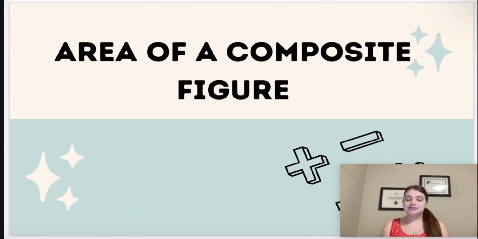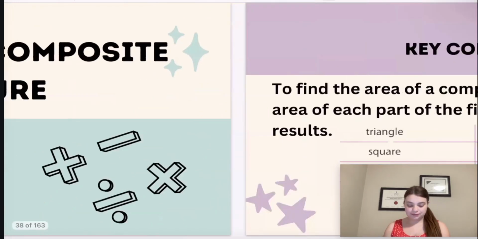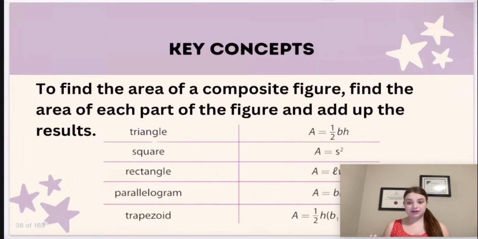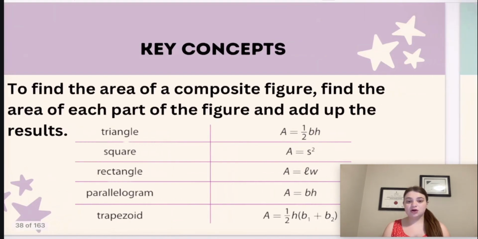Welcome back. Today we're going to be talking about the area of a composite figure. Essentially, a composite figure is a figure that is made up of other figures. So basically, to find the area of a composite figure, we need to find the area of each part of our figure and add up the results.